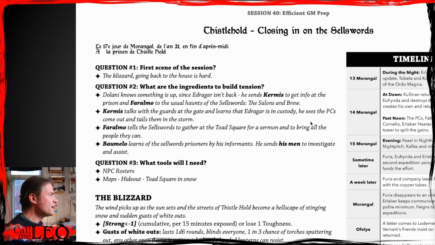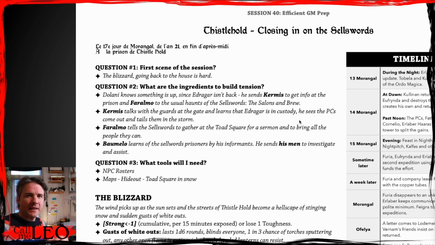I didn't really think about that much during the session because they weren't on their guard with the snow and everything. There was no chance that they could see him, and basically I just forgot about that part. I just didn't need that right now. I didn't want them to chase another guy. And so Faralmo tells the sellswords to gather at the Toad Square for a sermon and to bring all the people they can. So basically that's what's going on during the day.